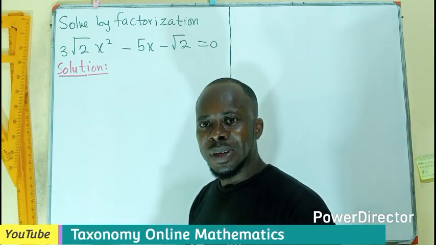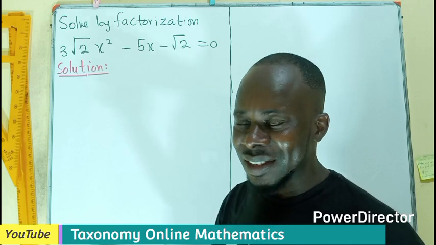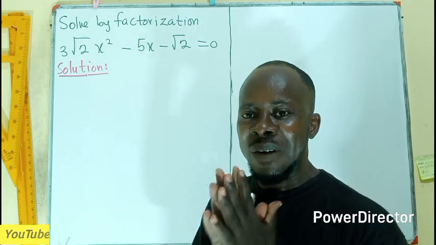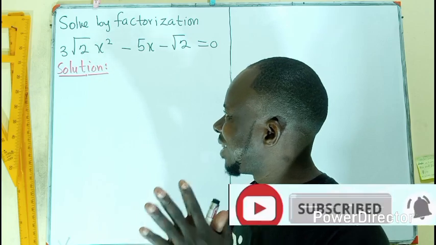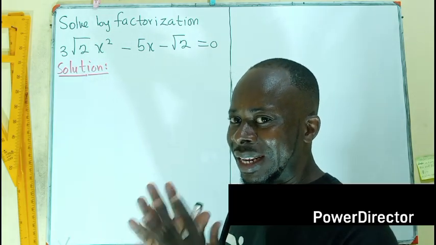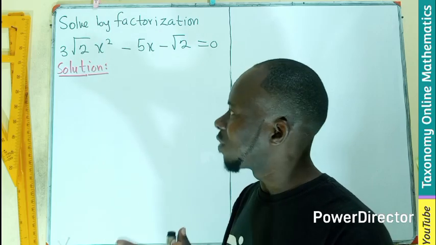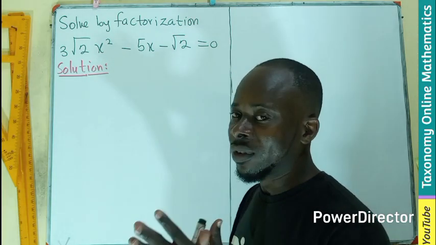Hello, welcome. We have questions on the equations that involve radical function. So we are having 3 root 2 x squared, meaning the 3 root 2 is the coefficient of the x squared, minus 5x minus root 2 equals to 0.